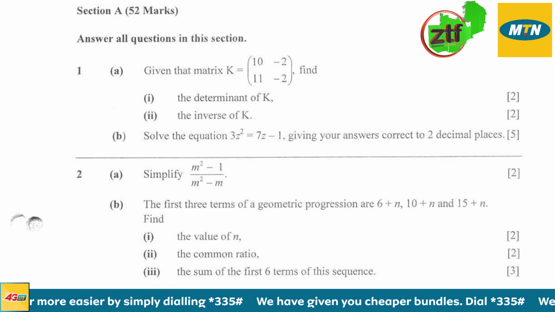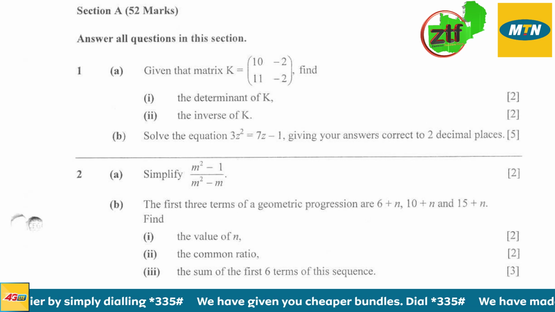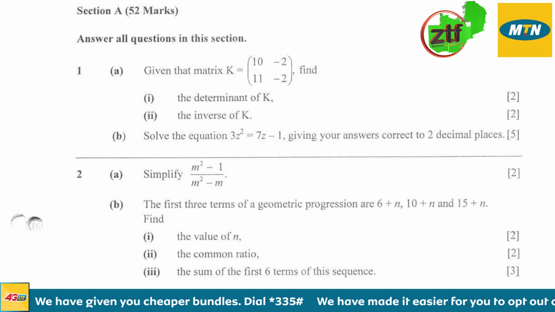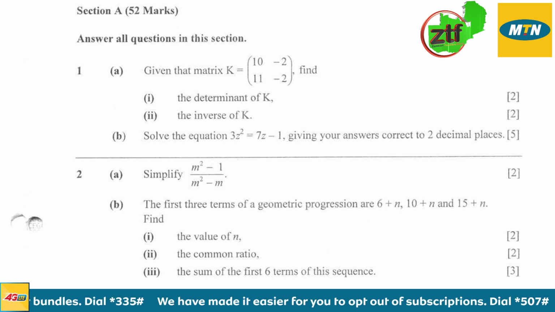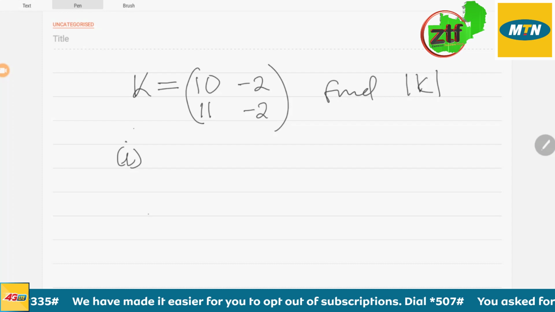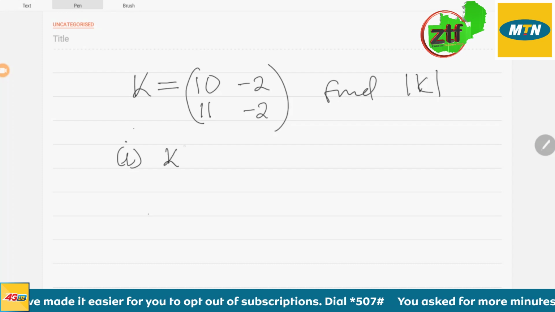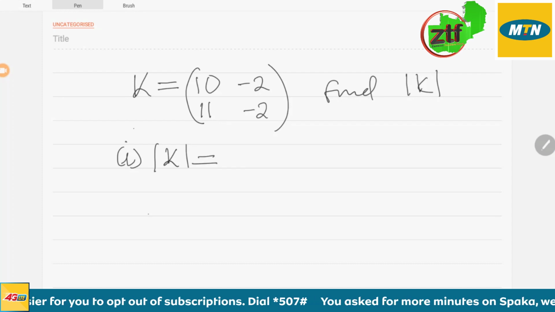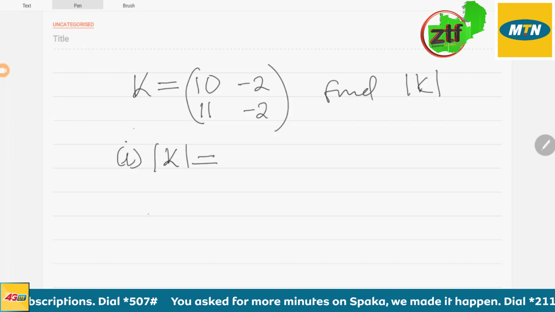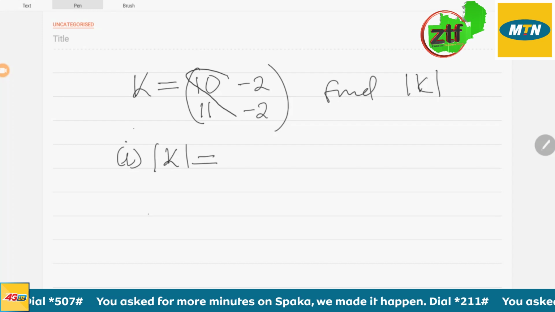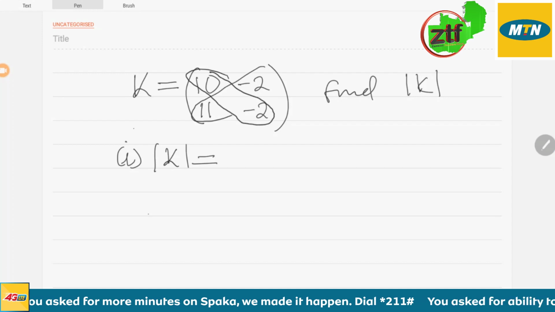So going straight to our question, the question reads: given that matrix K equals 10, negative 2, 11, negative 2, find the determinant of K. So in this case, we need to know how the determinant under matrices is denoted. The determinant of K is simply the product of the major diagonal minus the product of the minor diagonal. Someone may be wondering which one is the major diagonal and which one is the minor diagonal. When we get back to the matrix given, this is our major diagonal and this is our minor diagonal.